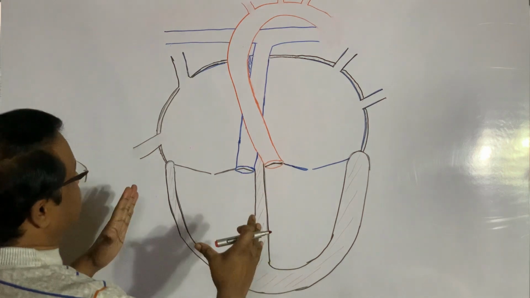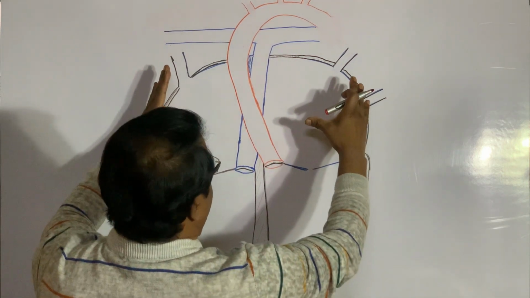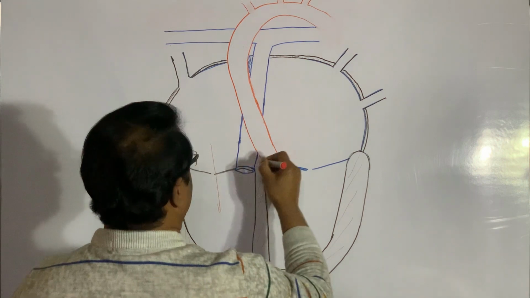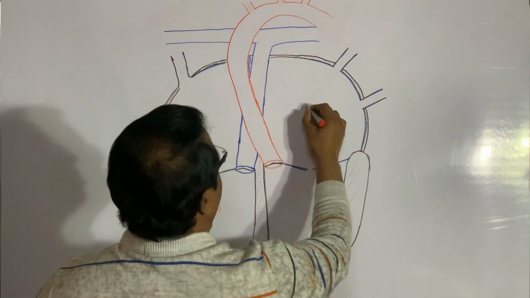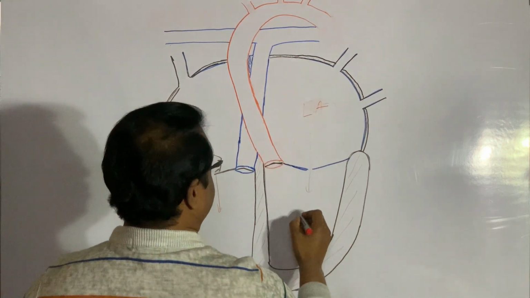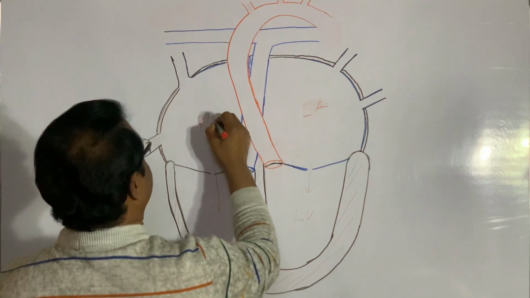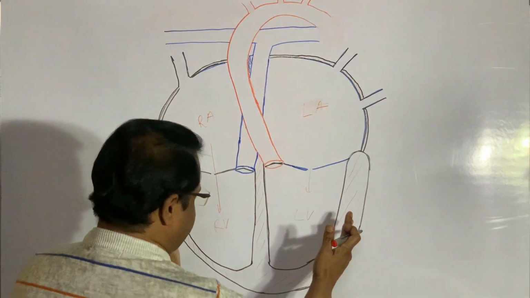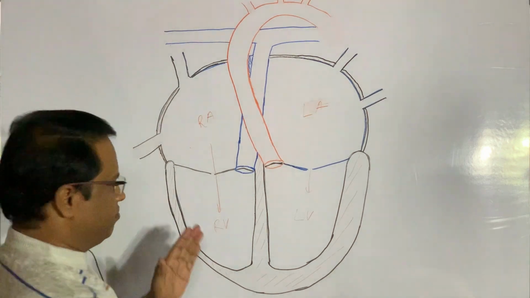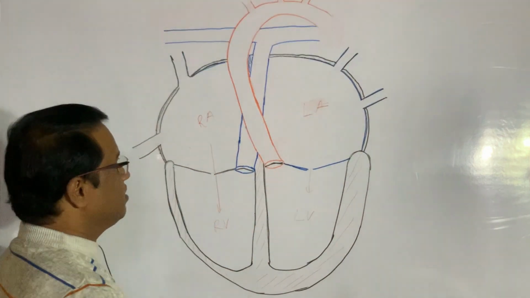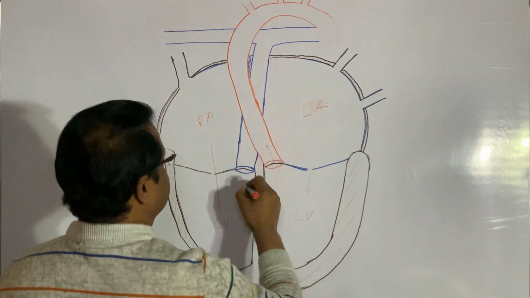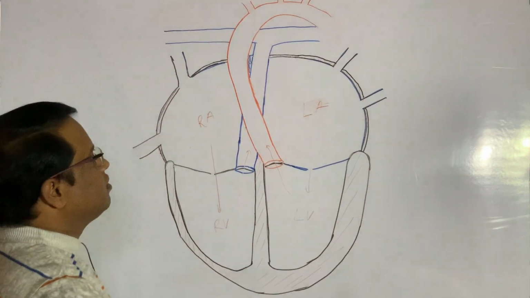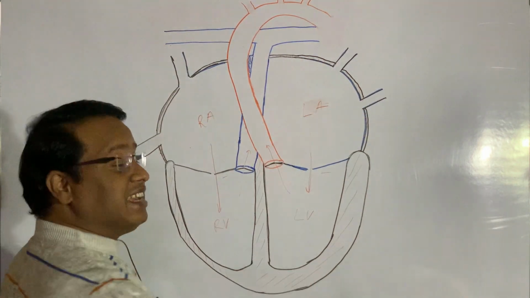Now, in the cardiac cycle, the atria contract and blood goes to the ventricle, from the left atrium to the left ventricle and from the right atrium to the right ventricle. Then ventricular contraction starts, and blood is ejected through the aorta to the whole body and through the pulmonary artery to the pulmonary bed. That is a cardiac cycle.